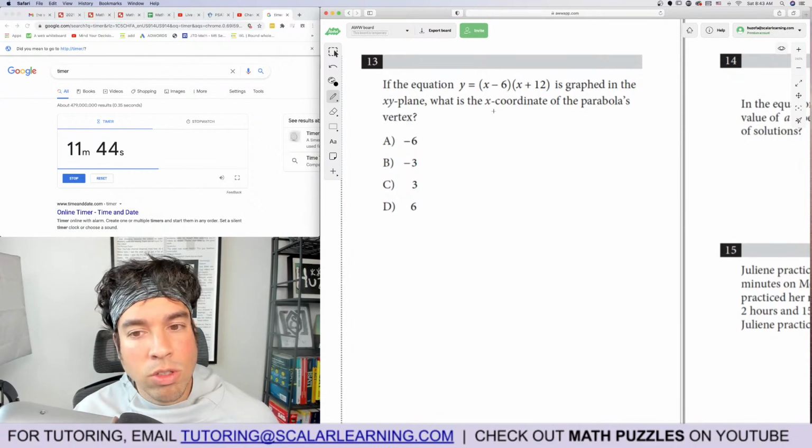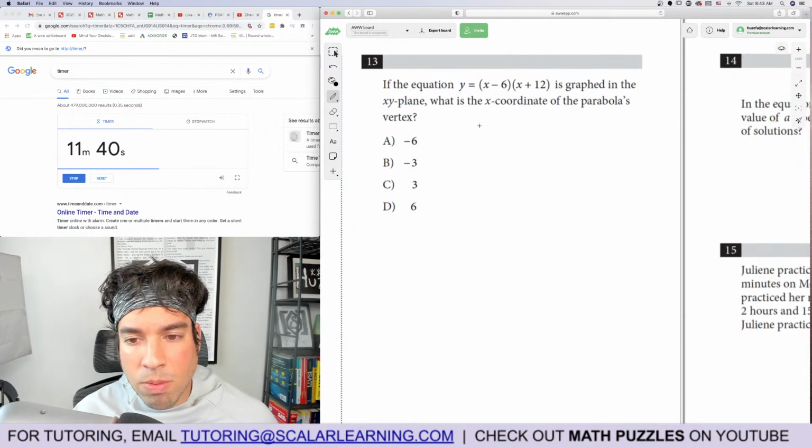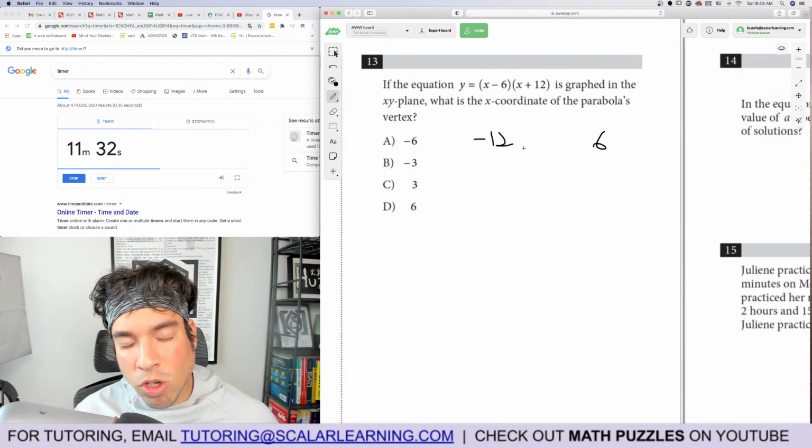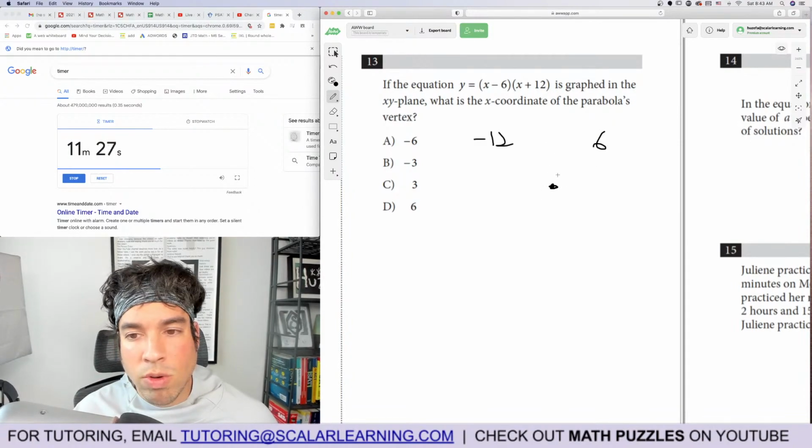Now, there's a lot of ways you can solve this, but I know that my x-intercepts, since this is in intercept form, are 6 and -12. Let's put the -12 first. -12 and 6. Great. The vertex, if you're talking about the x value, is always right in the middle of these two x values. Whether it's above or below, it doesn't matter, but it's right in the middle.